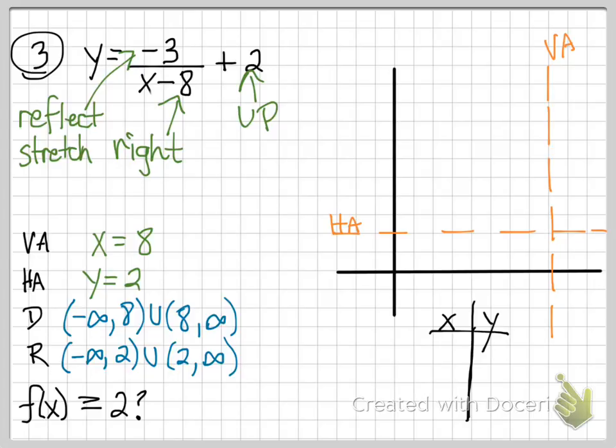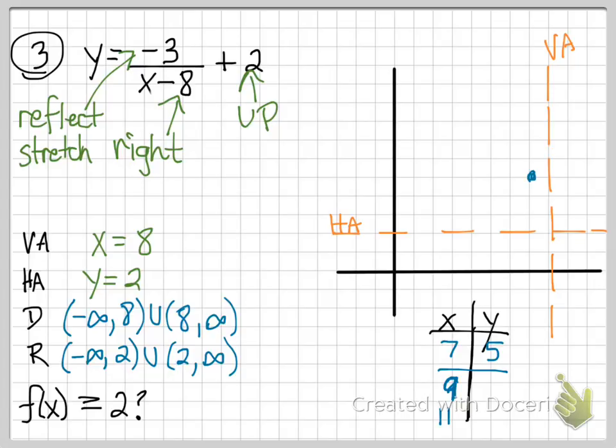Now let's look at creating a table. So notice the 8 is where the asymptote's at, right? So I'm going to do values of 7. We're going to skip the 8. We have 9. And let's do 11, just for kicks and giggles. So plug in a 7. 7 minus 8 is negative 1. Negative 3 divided by negative 1 is a positive 3. Positive 3 plus 2 is 5. So at 7, I can put a point at 5.